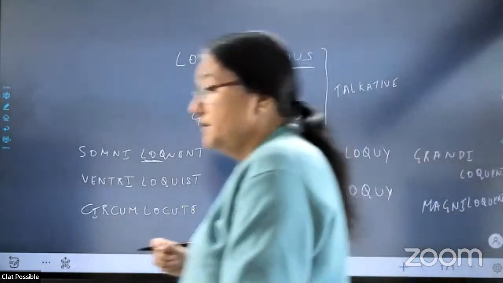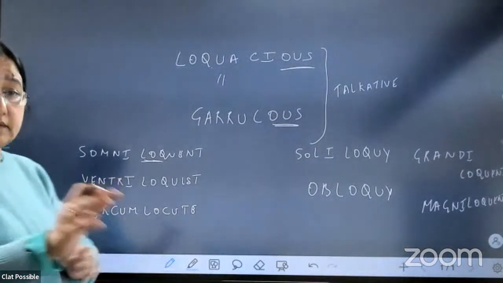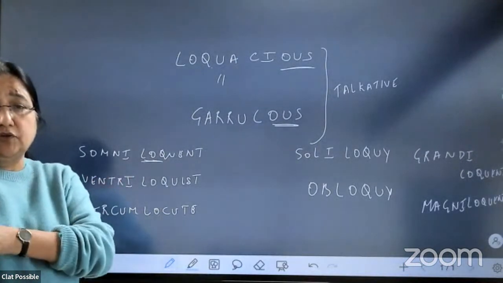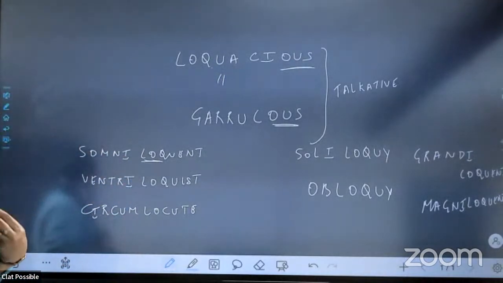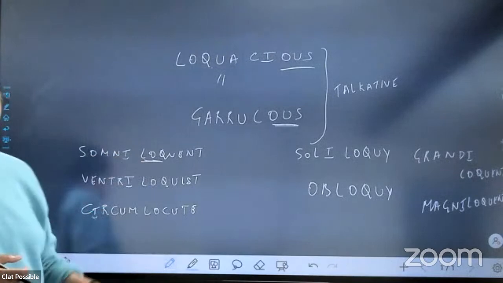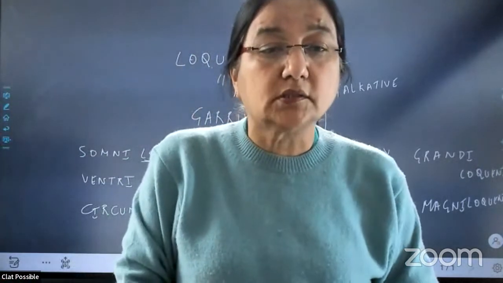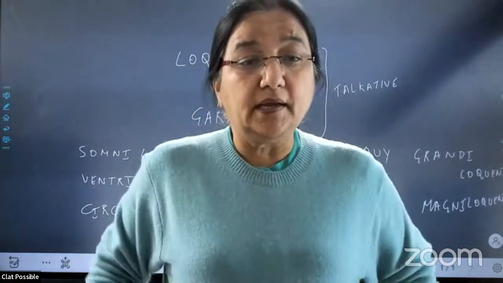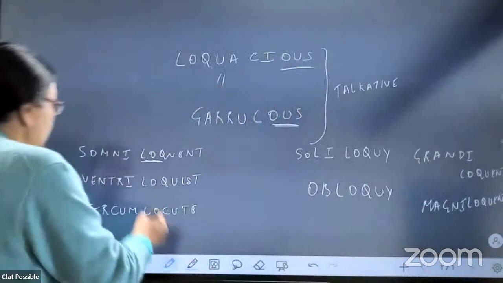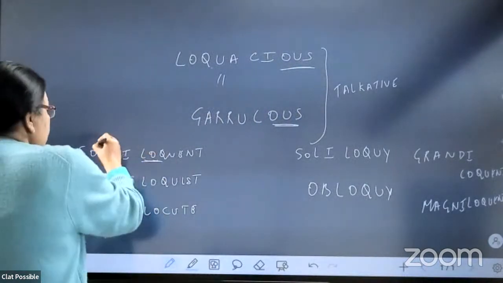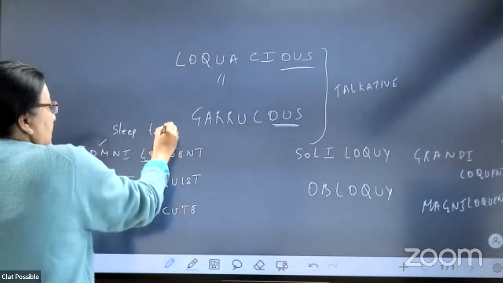Look at this now. See, all of them have an element of speaking. And here, these are just plain simple words you're learning. Somni is sleep. So when I say somniloquent, it is basically saying somebody who talks in sleep. Somebody who talks in sleep will be somniloquent. So here, you know talk. I am just writing sleep, and you will say sleep talker.